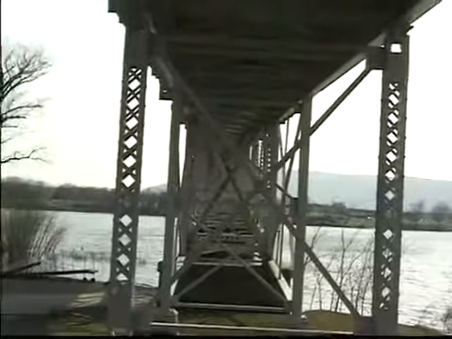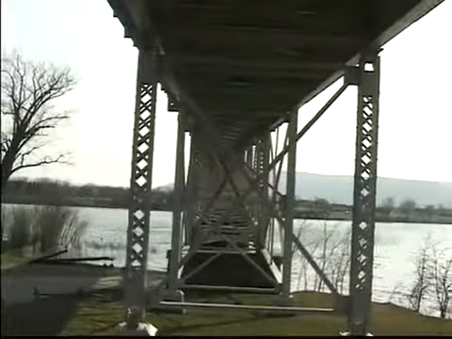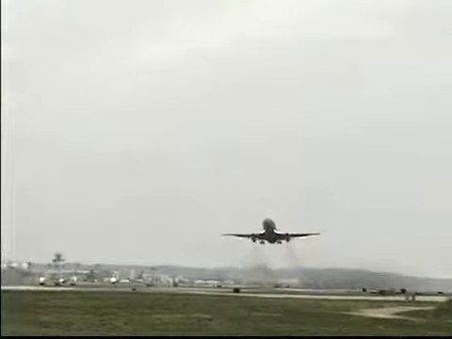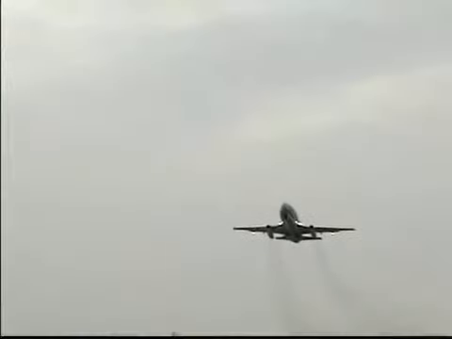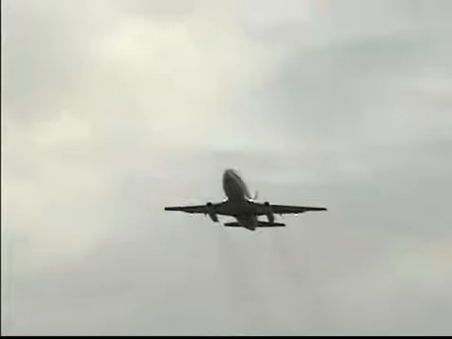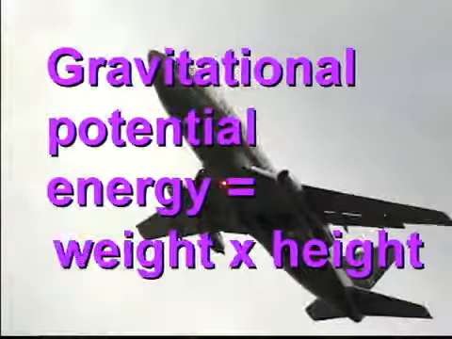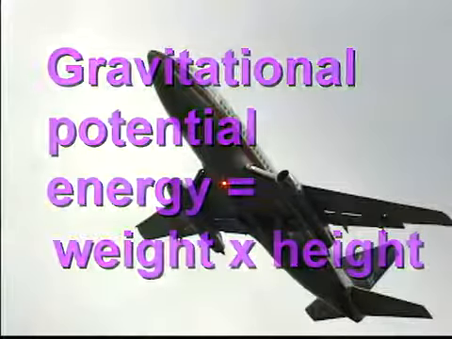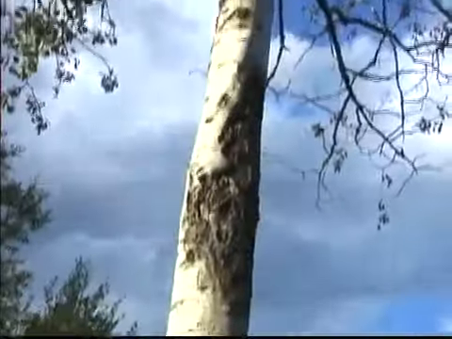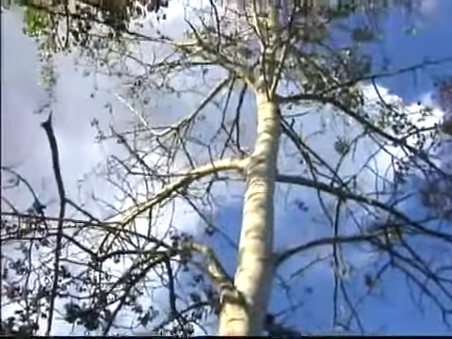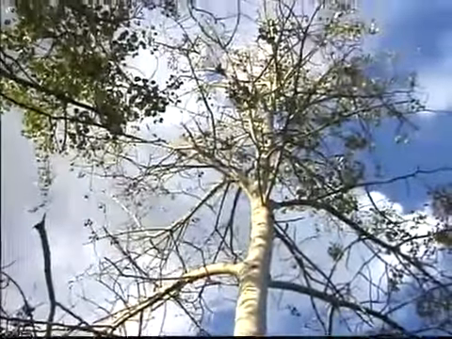This bridge has gravitational potential energy, as does this airplane. The equation for gravitational potential energy is as follows. Gravitational potential energy equals weight times height. As the weight of an object and its height above the surface increases, so does its gravitational potential energy.